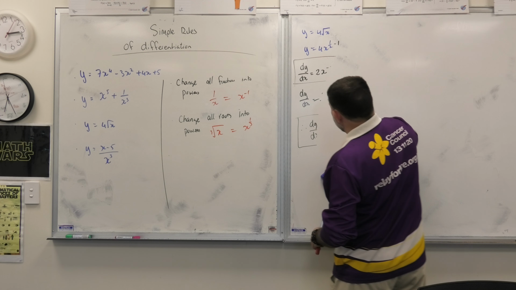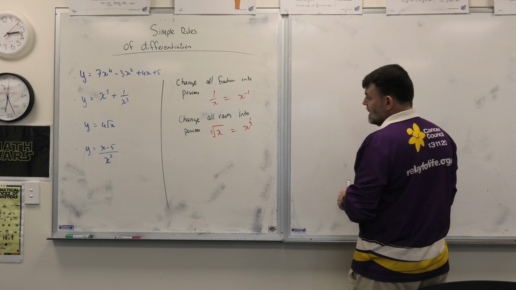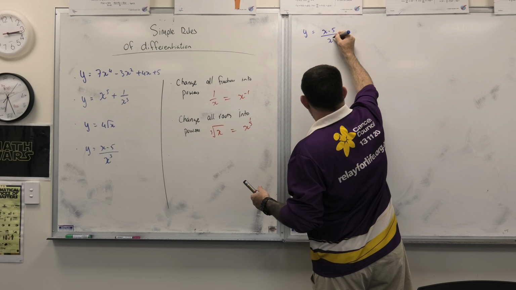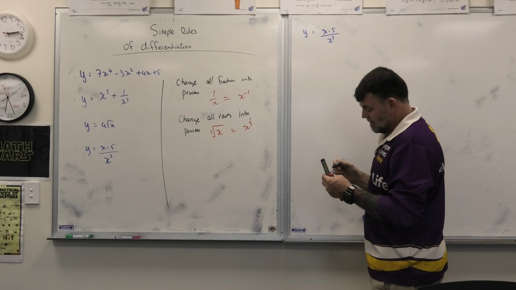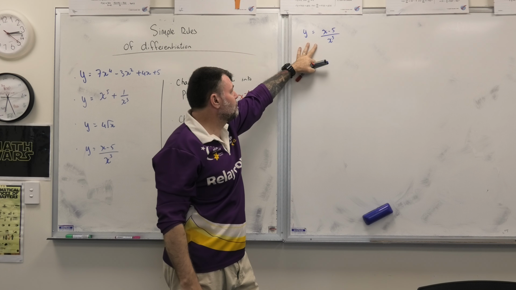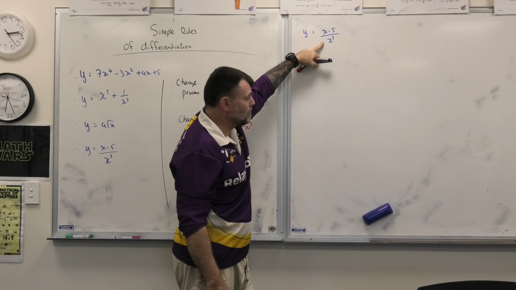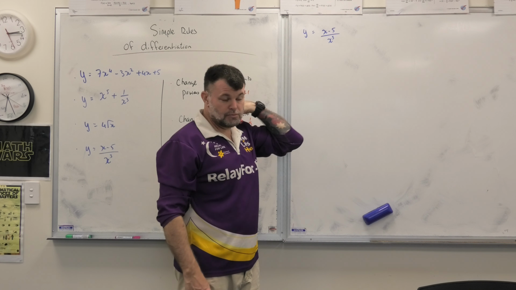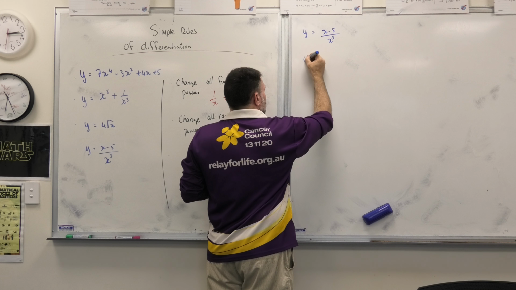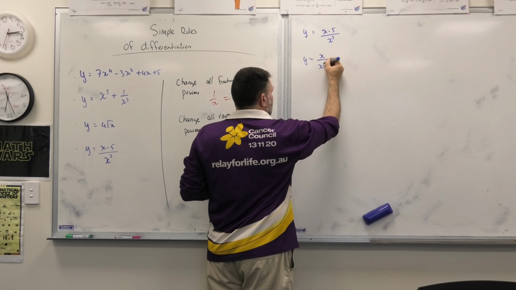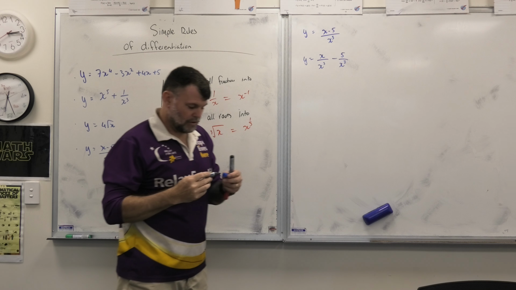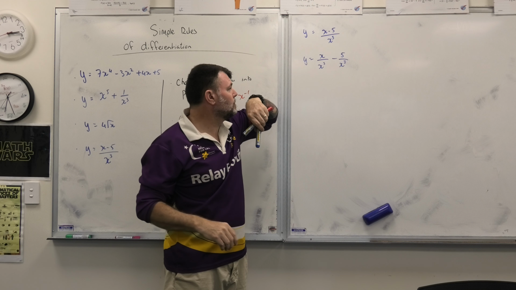Alright, let's look at the last example. So the last example employs that last rule that we haven't written up on the board, but we're going to be working it out. Anytime we have a function where we've got a numerator divided by a common denominator, we're basically saying that we're dividing this by that. So we can rewrite this here as y is equal to x over x to the power of 3 minus 5 over x to the power of 3.